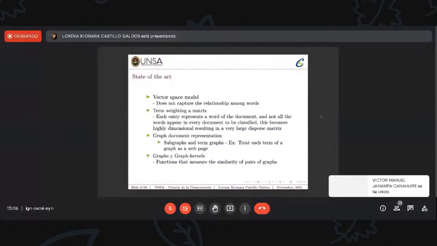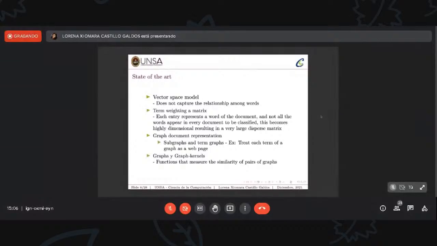Also, graphs and graph kernels. Some authors also treat the document classification task as a graph classification task. And for this, they use graph kernels, which can be defined as functions that measure the similarity of pairs of graphs.